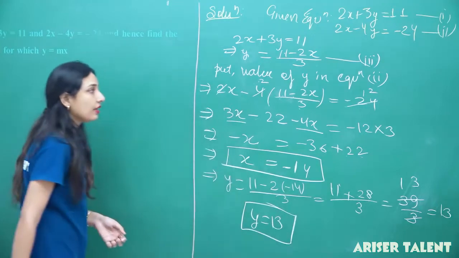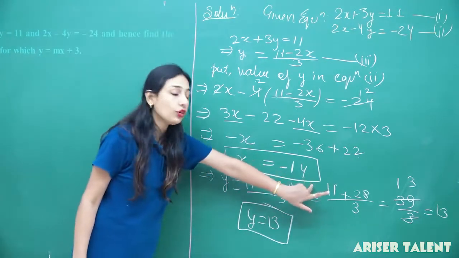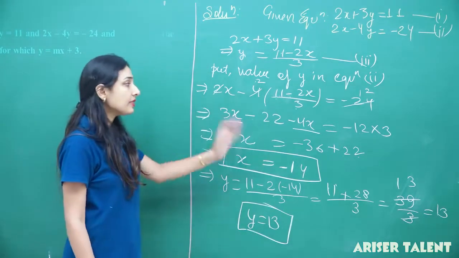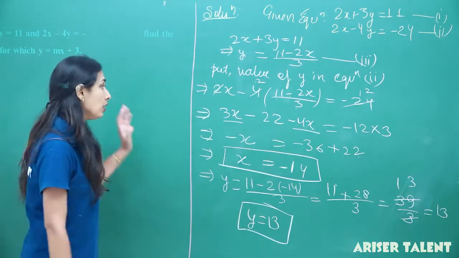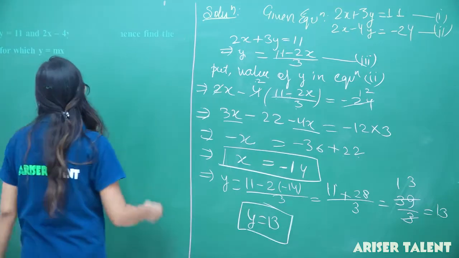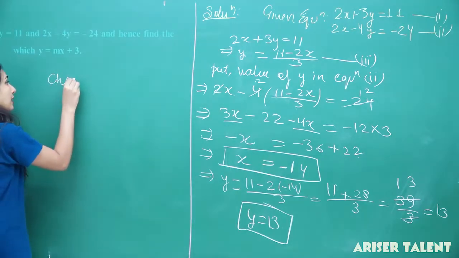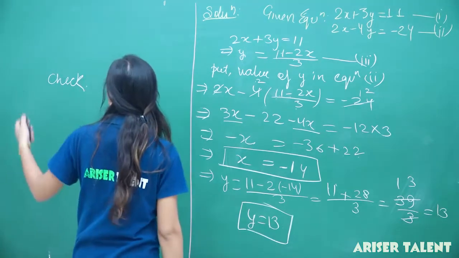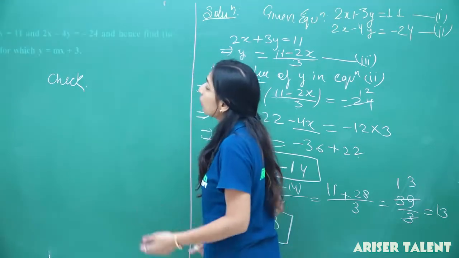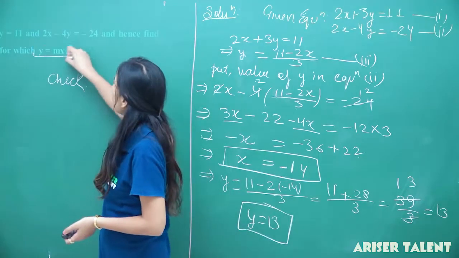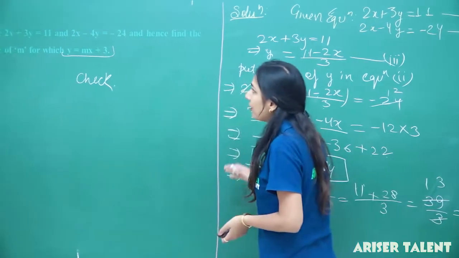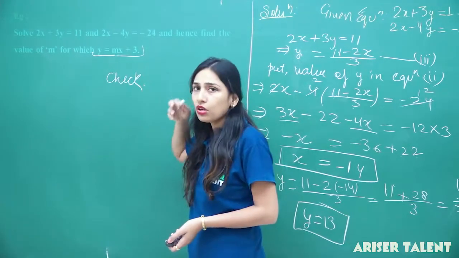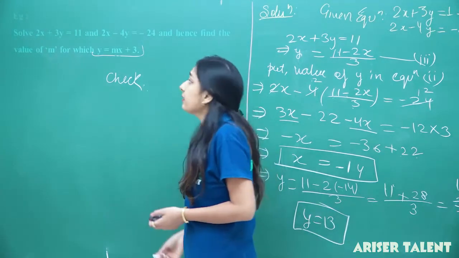Now this is the second value. The x equals to minus 14 and y equals to 13, they are correct or not? Have I done some silly mistake in this question or not? So what will I do? I'll just check it by this. Why am I not solving the complete question? Because if I take these values wrong, then this value will also be wrong. So what's the point? I can check it right here.